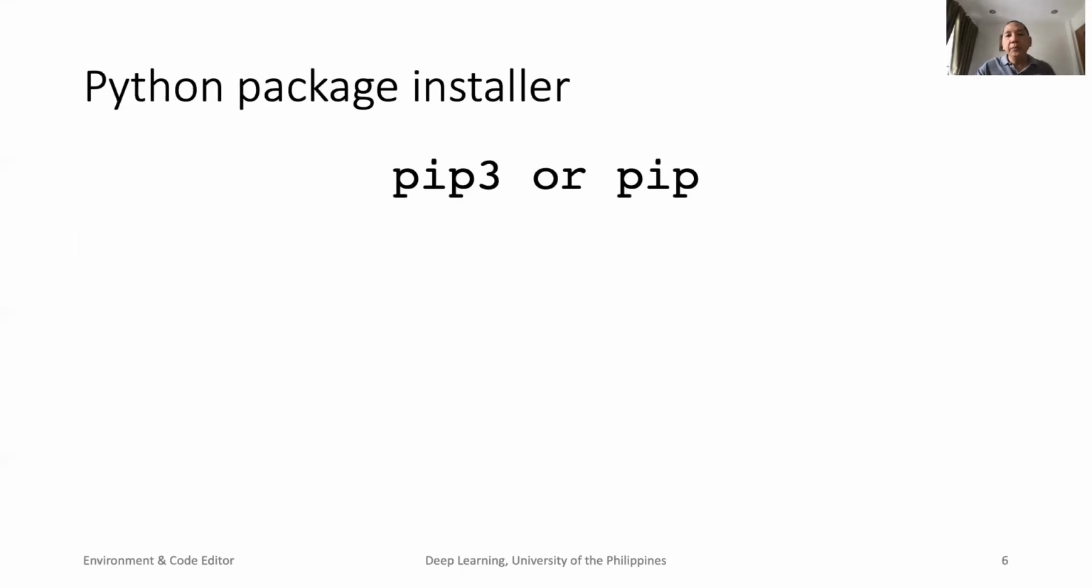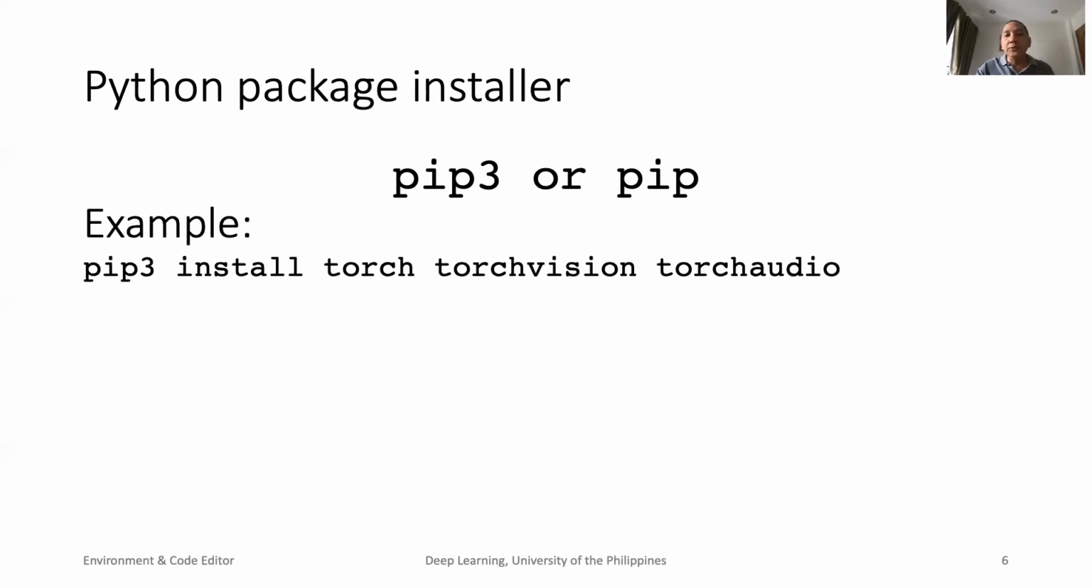Pip is the preferred package installer. You can call pip3 or pip. The 3, like in Python 3, makes sure that you are using pip or Python 3. In deep learning, we will use Python 3. The support for Python 2 is no longer active. This is an example on how to use pip to install PyTorch.